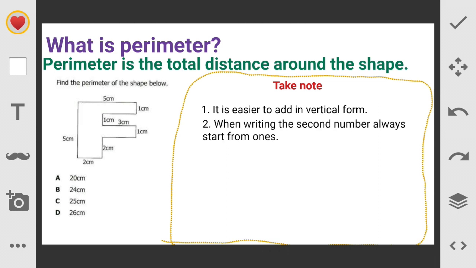The second point is, when writing the numbers, always start from ones. So if you have been given the first figure, you write it on top.